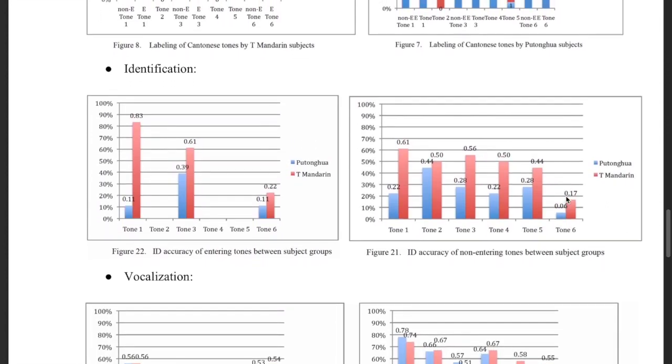And also from these two graphs, we can see Putonghua Mandarin speakers have lower performance than Taiwan Mandarin speakers on identifying the Cantonese tones, especially with the entering tones. We can see that Taiwan Mandarin speakers have much better performance than Putonghua Mandarin speakers, which I think is mostly because they're also native speakers of Taiwanese, and this is a language that has entering tones, so they're more experienced, I think.